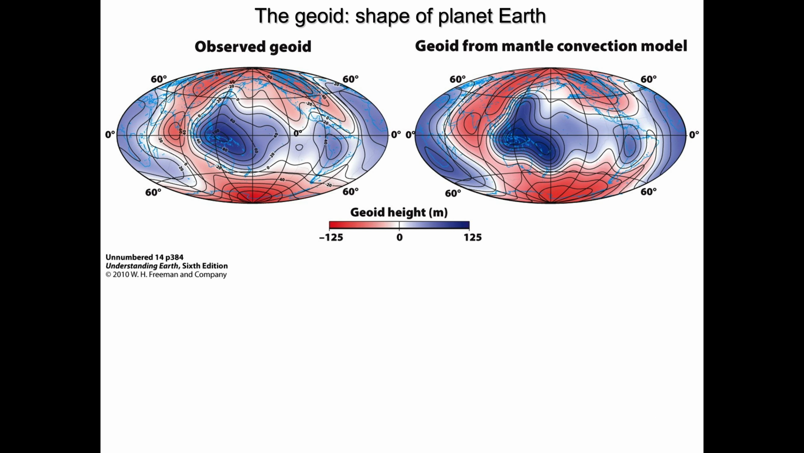The geoid, the shape of the Earth, is going to be related to what's going on within the Earth in terms of its gravitational pull. And we can see that the observed geoid, the shape of the Earth, looks pretty similar to what we would expect based on mantle convection, based on the cycling and recycling of cold and hot material.